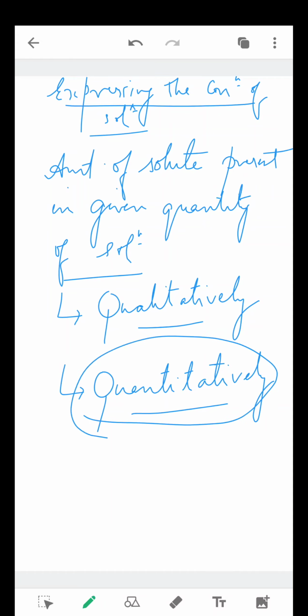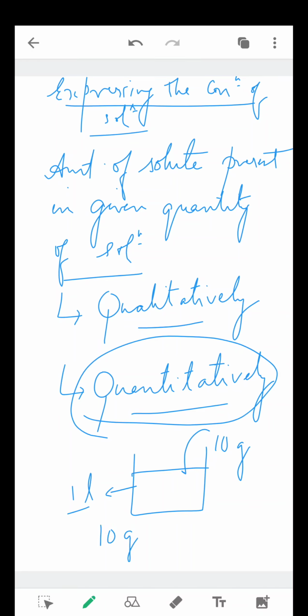For example, if you have a solution of 1 liter and you have mixed 10 grams of salt, what is the concentration? We will say it as 10 gram in 1000 milliliters. This is how we say it. Now the unit of concentration is moles per liter. We will write it like this: the unit of concentration is moles per liter.